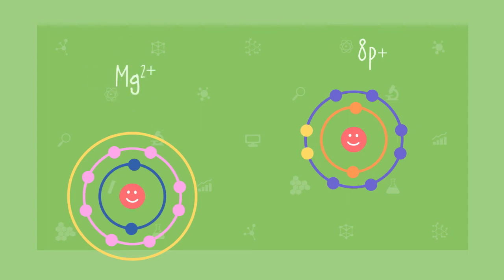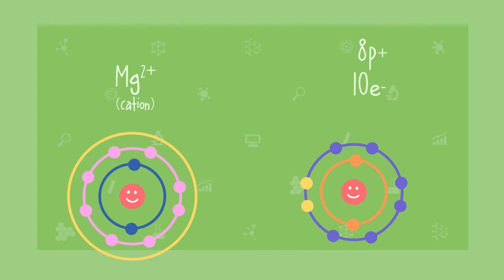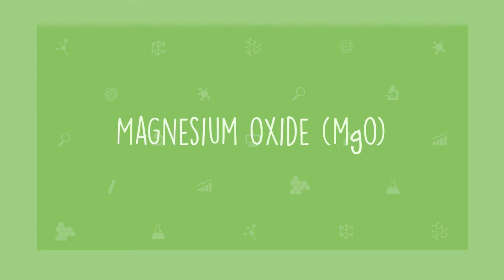It has formed a positively charged ion, which we know is a cation, and oxygen will have 8 protons and 10 electrons, giving it an overall charge of -2. It has formed a negatively charged ion, an anion. These 2 ions will bond together into an ionic compound called magnesium oxide.